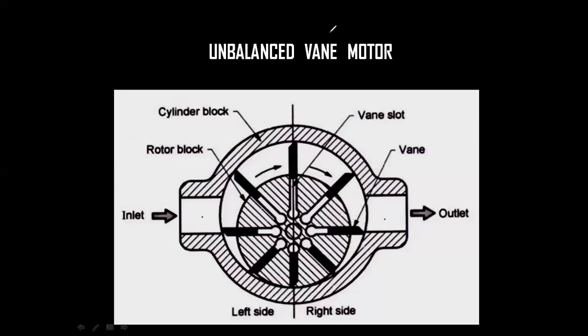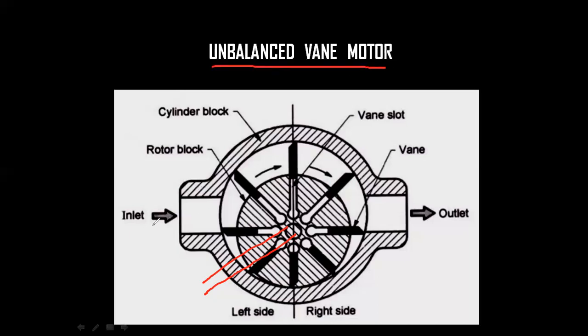Okay, so that unbalanced force is not allowing the vanes to rotate in a proper way. So it attains a speed, but we can't attain much more speed when compared to a balanced vane motor. So this is how a rotor rotates here. Due to this rotation, we are extracting mechanical energy. Okay, this is all about the unbalanced vane motor.